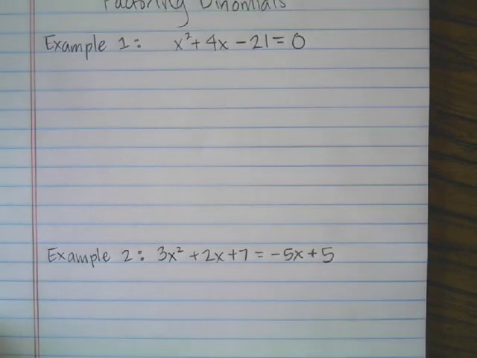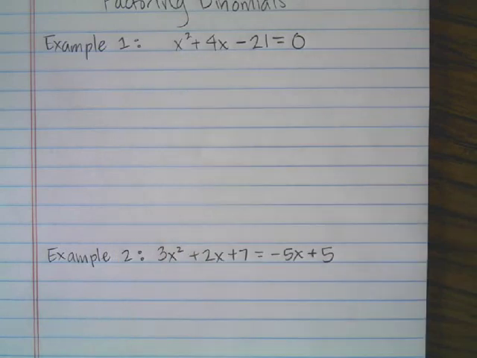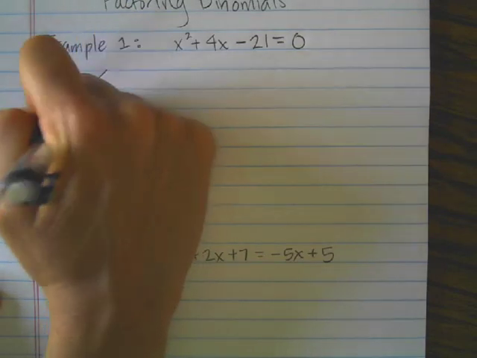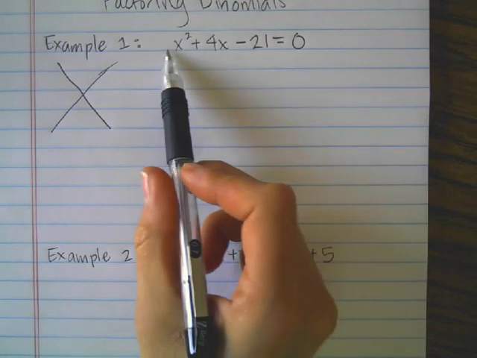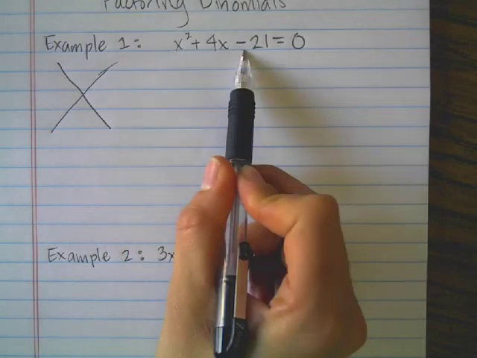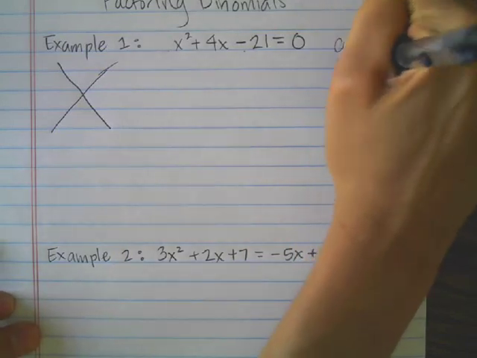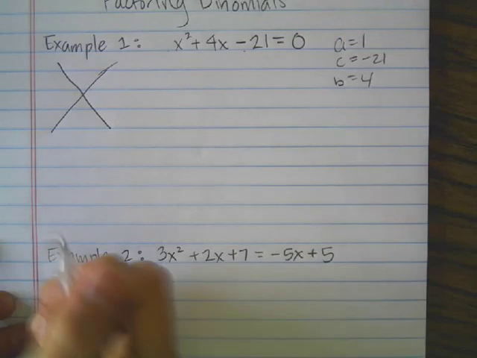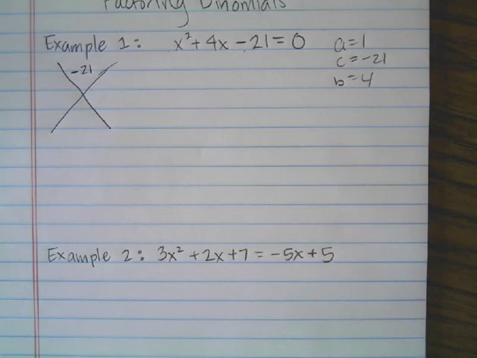Now, ones without a leading coefficient, so ones without a number in front of the X squared, are really easy. The first thing it says is to move everything over to one side and combine like terms. That's done for us already. So the second step said to do something like this. In the top you put A times C, so A is 1, C is negative 21, B is 4. So 1 times negative 21 is negative 21. And B is 4, so we write 4.